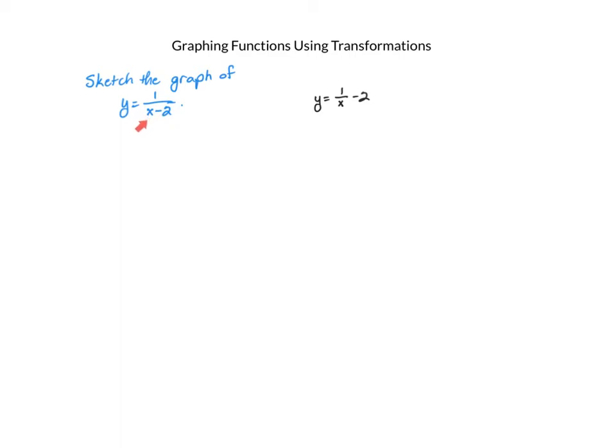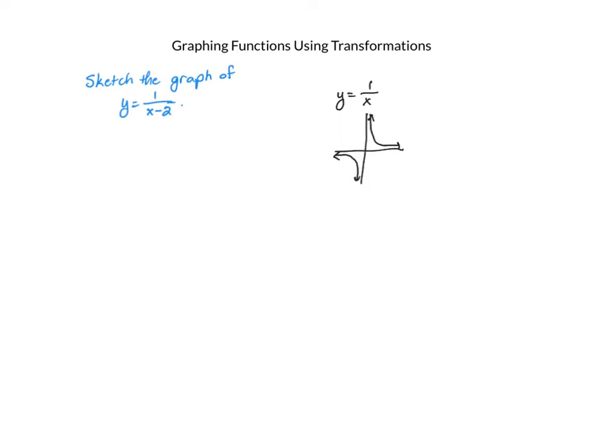That means we have a horizontal shift of our parent graph. Do you remember that the parent graph for this one is the graph of y equals 1 over x? That looks like this.